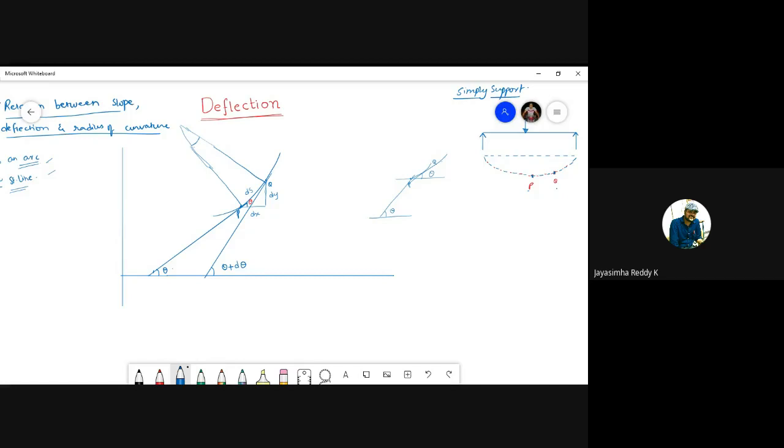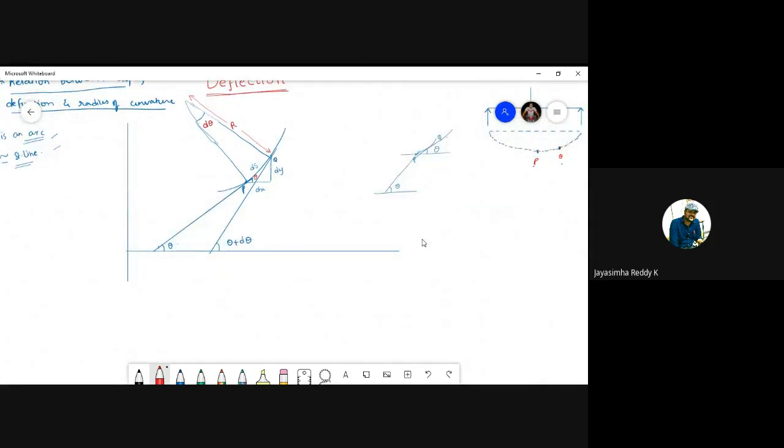Now let us write this angle, students. This angle will become d theta. So how does this become d theta? This angle becomes d theta, and this length is called the radius of curvature. This length is nothing but the radius of curvature. All right, guys. So how does this become d theta?